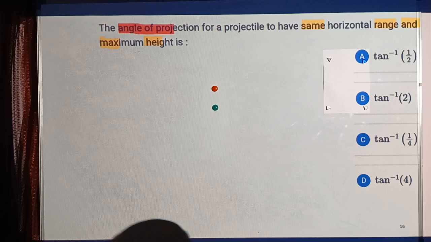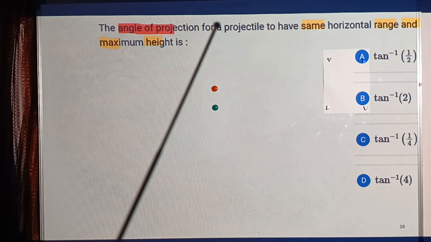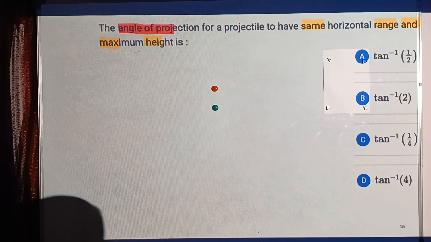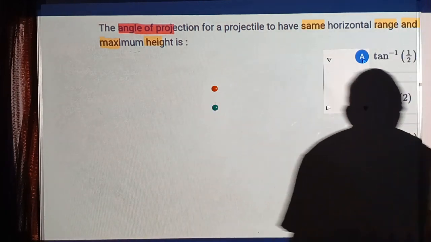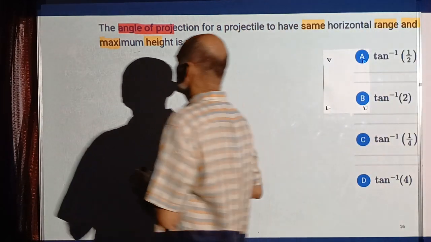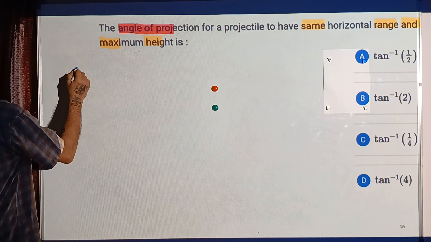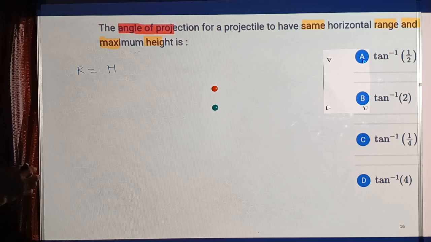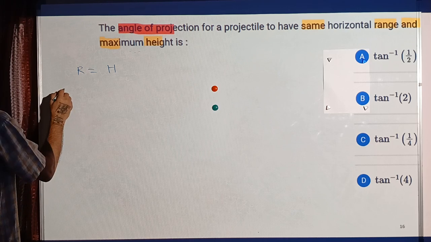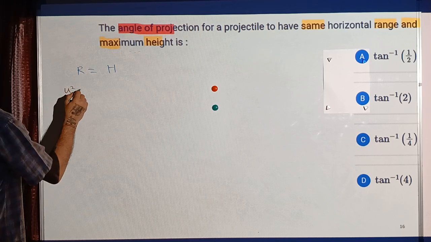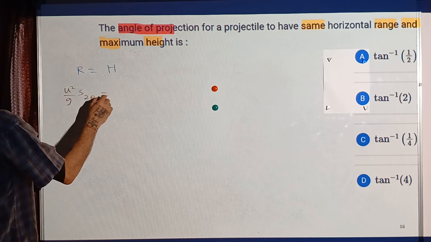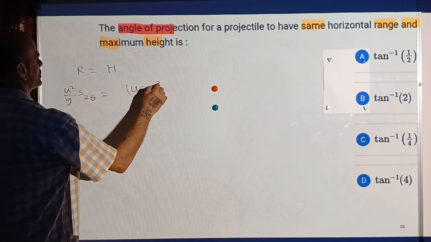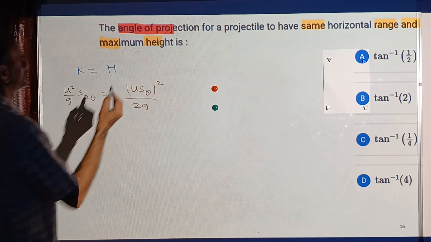Next question. The angle of projection for a projectile to have the same horizontal range and maximum height is. For this particular case, the range of the projectile motion and the maximum height are both the same. So the range formula, if you can remember, you can use it straight away. It's u square by g sine 2 theta, where theta is the angle of projection, and the maximum height is u sine theta whole square by 2g.